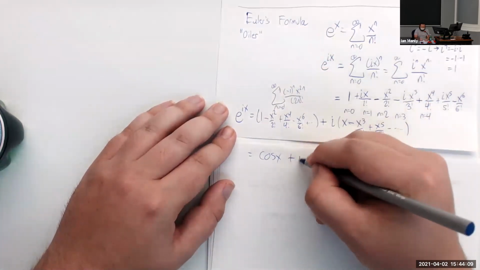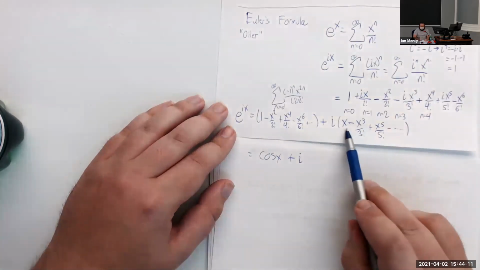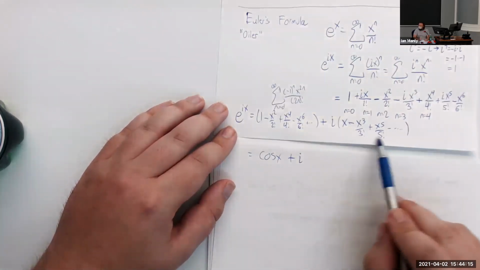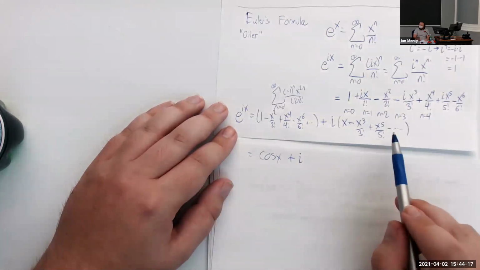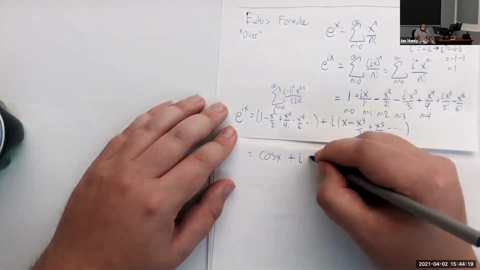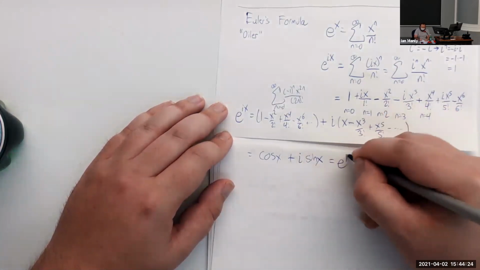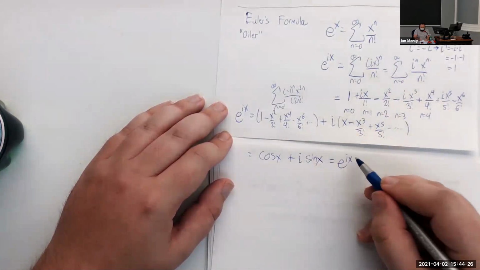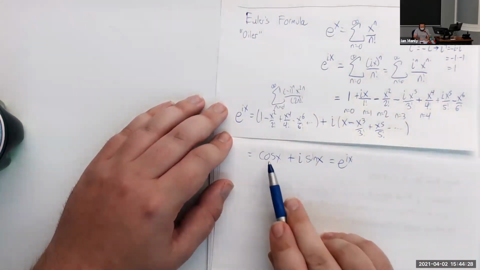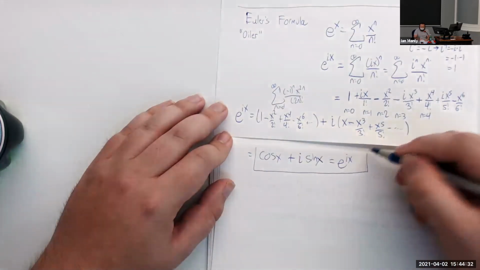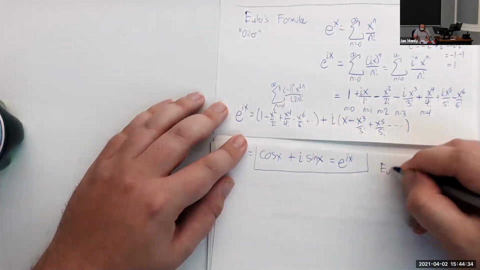Okay, and then we have plus i. And then does anyone recognize what this is? This one only has odd terms, it's alternating, and it divides by the factorials. This one's going to be sine of x. And here we go. This is what I was trying to prove. It turns out that e to the ix is equal to cosine of x plus i times sine of x. And this right here is Euler's formula.